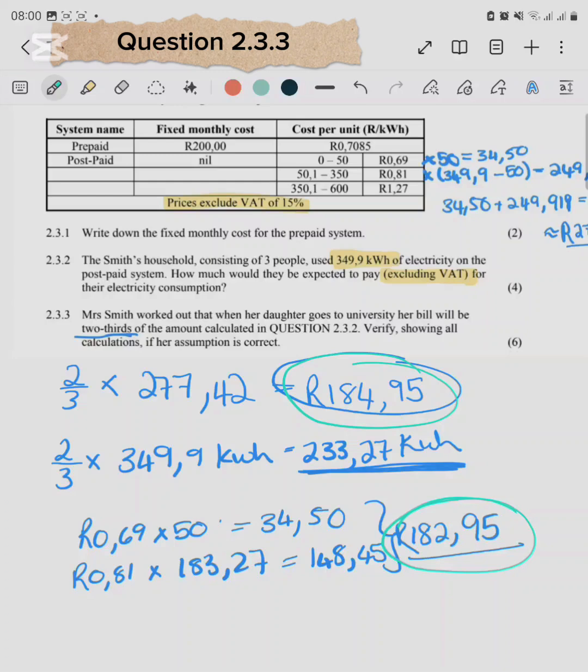So firstly, because they said verify showing all calculations if the assumption is correct, we need to say, therefore, the assumption is incorrect. Because remember, you must have that statement when you're answering a question that says verify in it. And the reason being, because it's a sliding scale, you can't just divide directly. You actually have to recalculate for each value that you're working with. So we can see here quite clearly the difference between them, and therefore the assumption is incorrect.